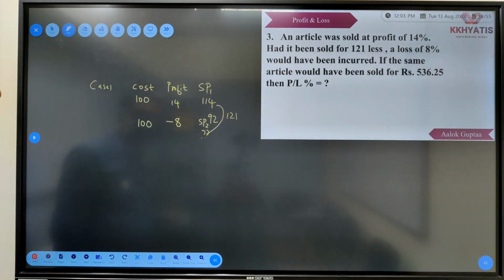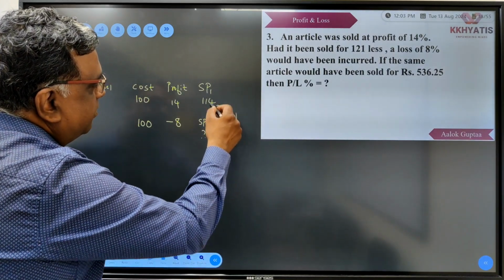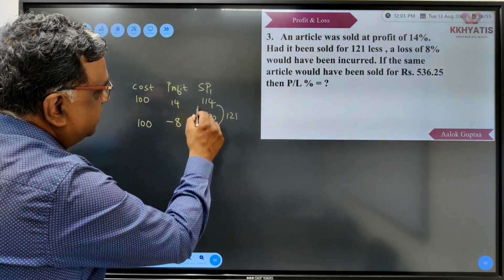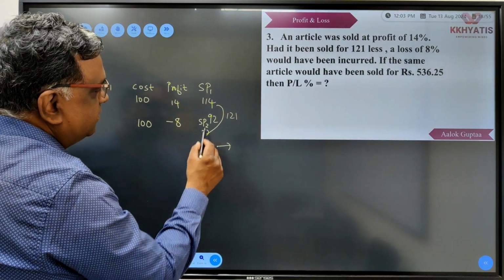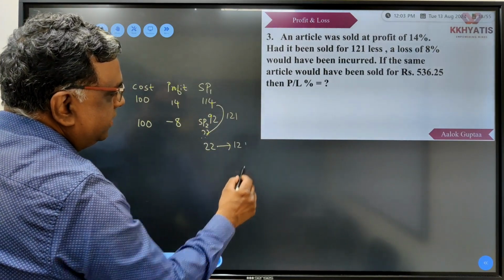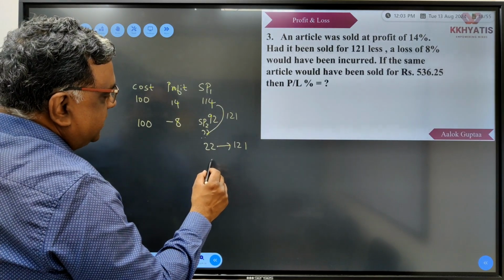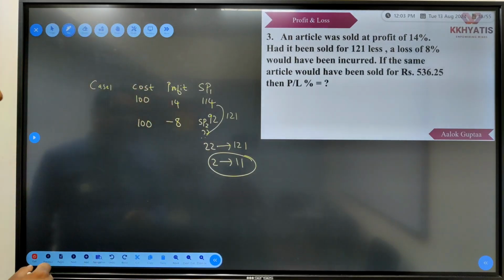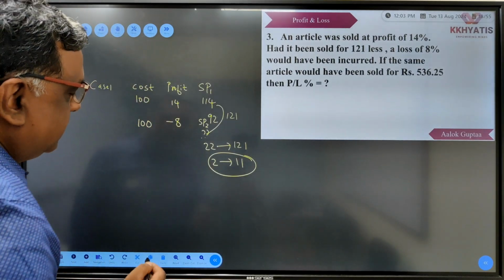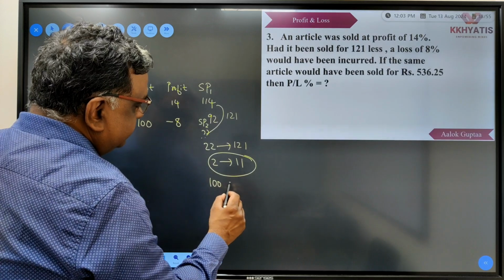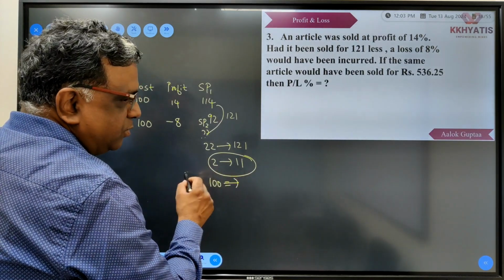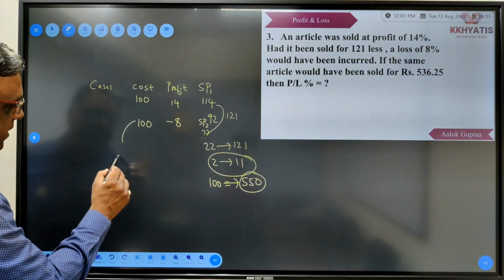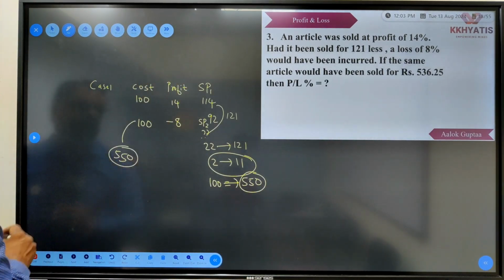Because CP doesn't change. What is the difference between 114 and 92? It is 22. So the difference in both SPs in terms of the assumed values is 22, and it is given to be 121 rupees. So divide by 2, 11 2s are 22, 11 11s are 121. The value of 22 is 121, so 11 would be 5.5 rupees. Then what would be the value of 100? Just multiply both by 50, 550, which means 550 is the cost price of the article. Correct?